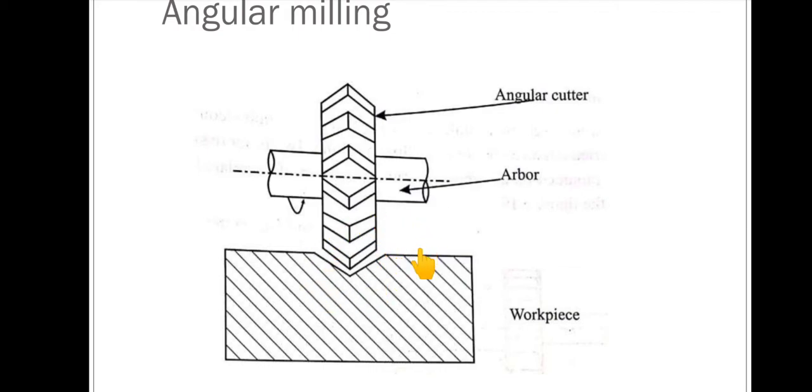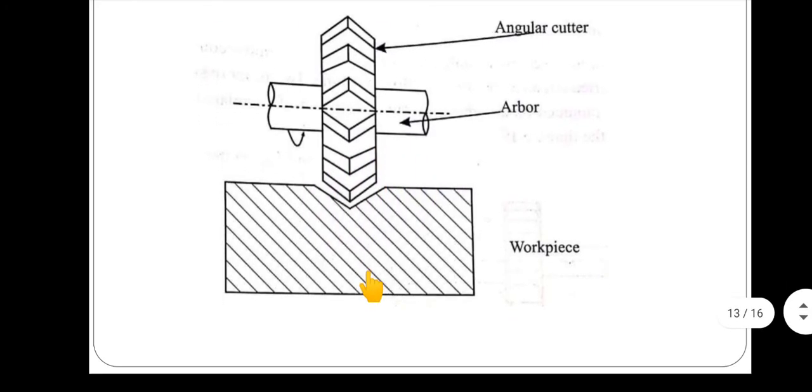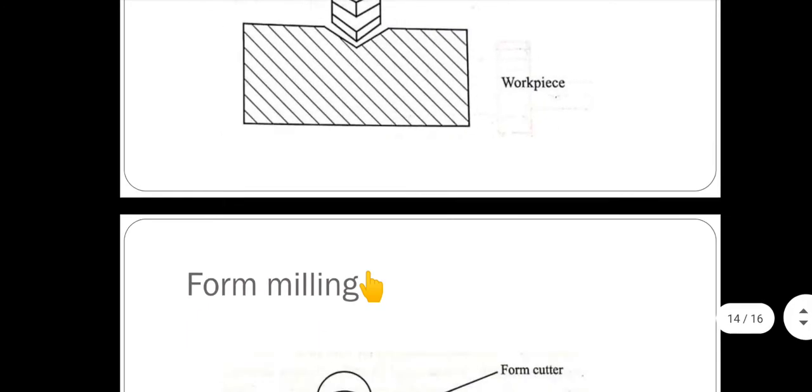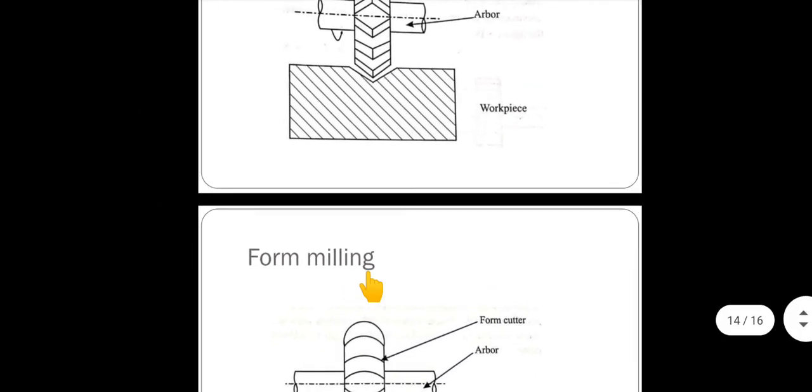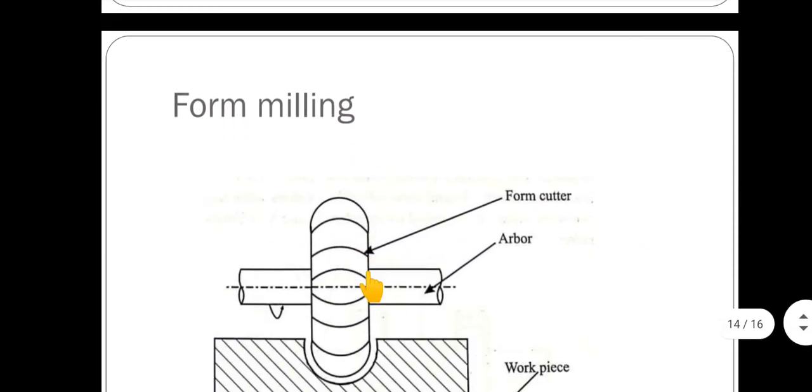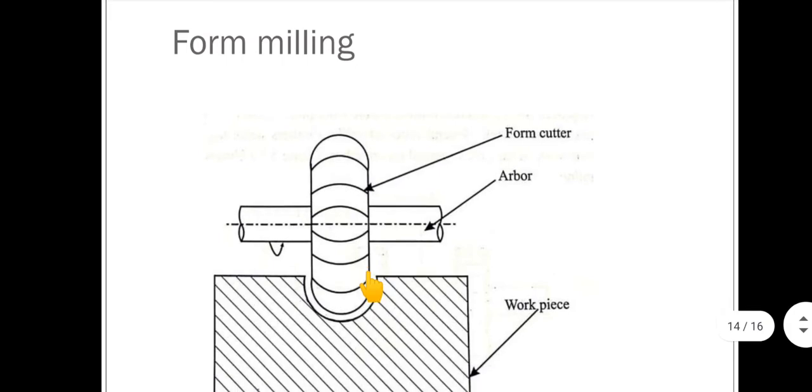So this is angular milling. Next one is form milling. So what is the next one? Next one is form milling. So what is form milling?